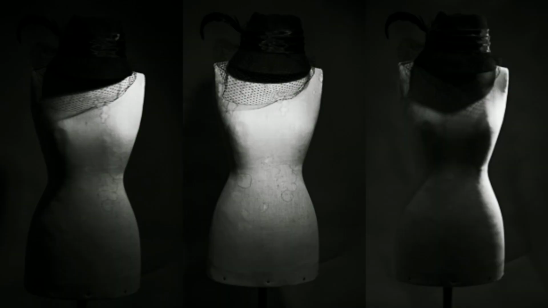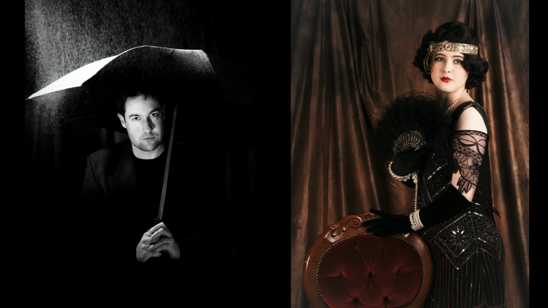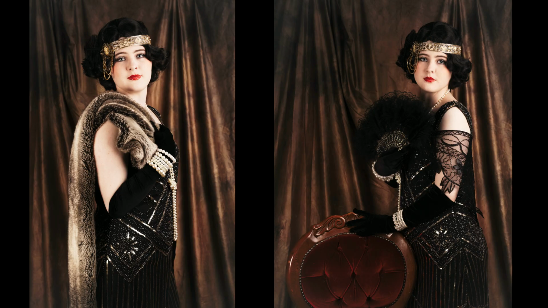I'm going to explain how to create depth and drama in camera, how you can shape light, not just add light, and how to use one speedlight intentionally, not reactively. This isn't about expensive gear, it's about placement, power, and restraint. I'm talking deep shadows, strong facial structure, directional light, and mood that feels deliberate. None of this is accidental, and none of it relies on fixing it later in post.